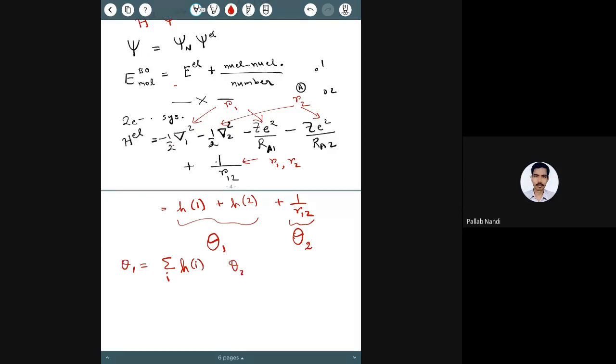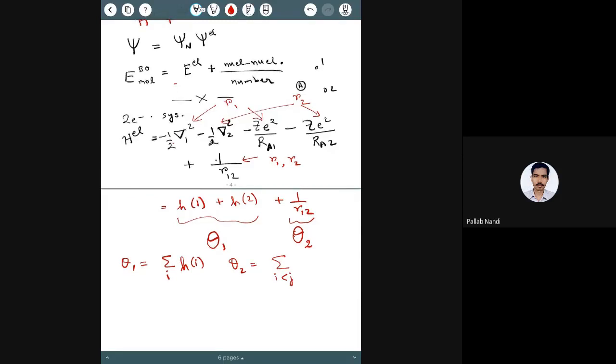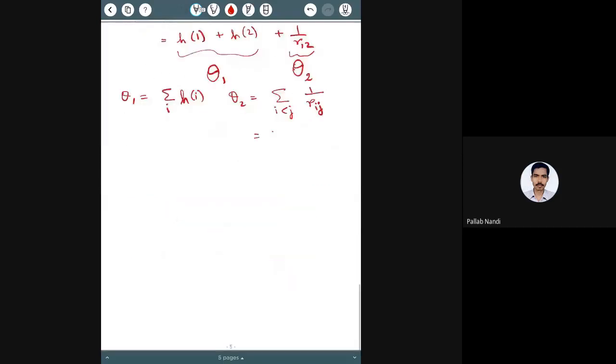Similarly, theta 2 is a sum over all unique pairs of electrons, 1 by Rij. This can also be written as half sum over i and j of 1 by Rij.